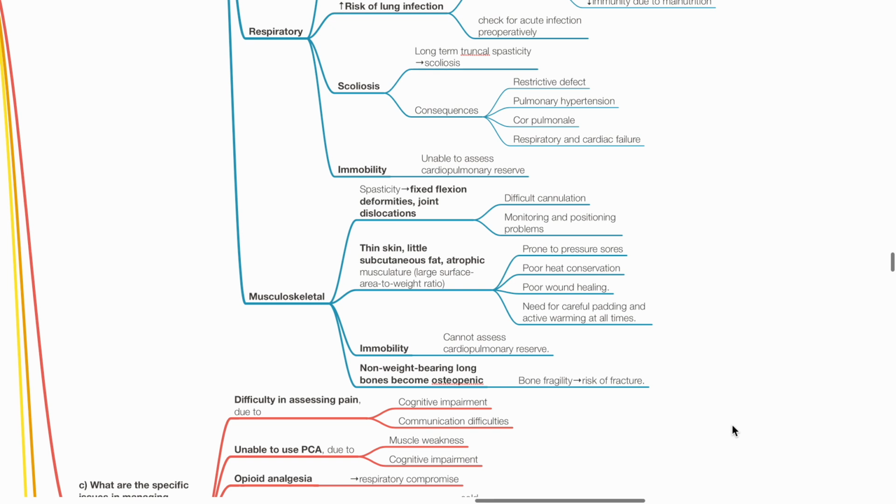Musculoskeletal issues. Spasticity may lead to fixed flexion deformities and joint dislocations, difficult cannulation, monitoring and positioning problems. The thin skin, little subcutaneous fat, and atrophic musculature cause the CP patient to be prone to pressure sores, poor heat conservation, risk of hypothermia, poor wound healing, and need for careful padding and active warming at all times. It may be difficult to assess cardiopulmonary reserve due to immobility. Non-weight-bearing long bones become osteopenic, leading to bone fragility and risk of fracture.